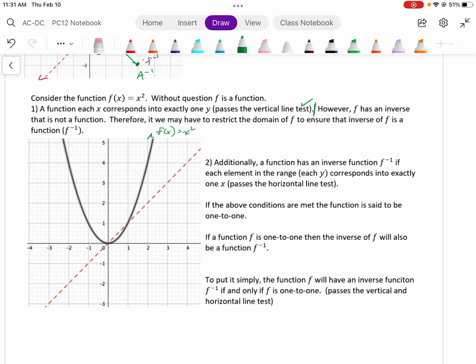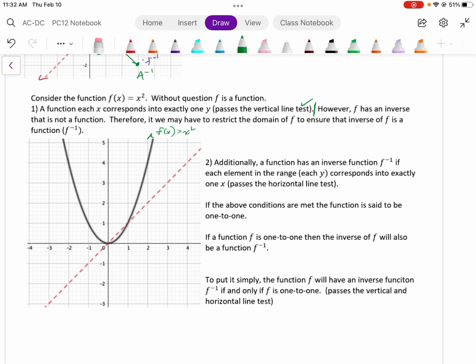However, f has an inverse that is not a function. Therefore, we may have to restrict the domain to ensure that the inverse of f is a function, f inverse. Now, I'm trying to stumble on vocabulary here, so I'm just going to take it from a more pragmatic approach.